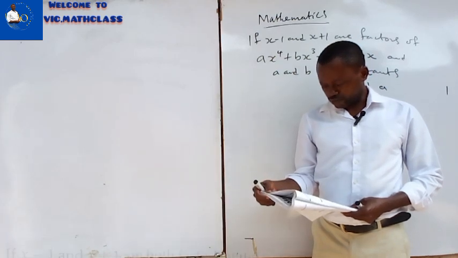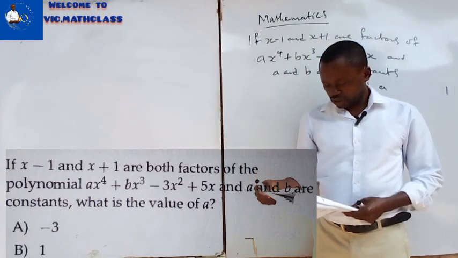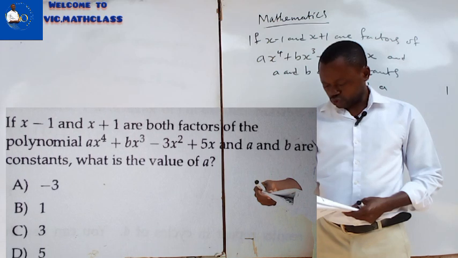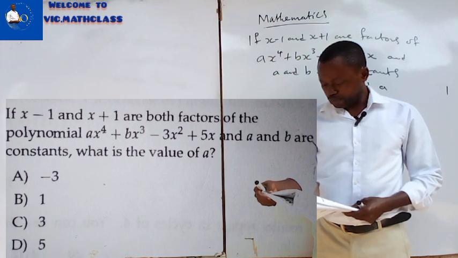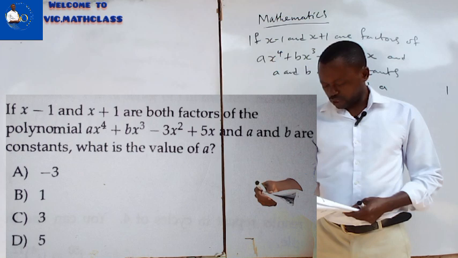We have here this one that says, I'm going to put it up there so that you do it along with me. It says, if x minus 1 and x plus 1 are both factors of the polynomial ax raised to 4 plus bx raised to 3 minus 3x squared plus 5x, and a and b are constants, what is the value of a? What is the value of a?